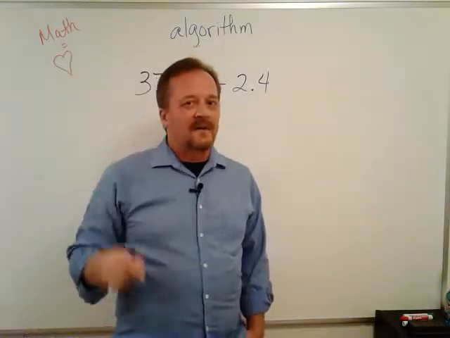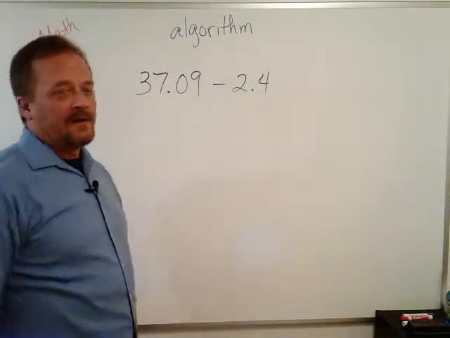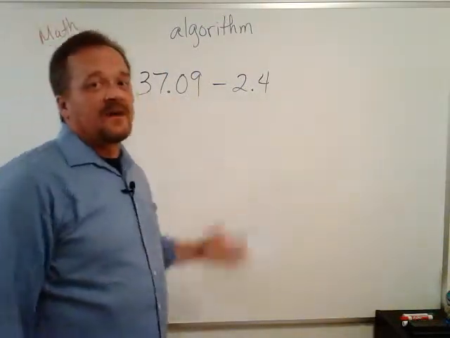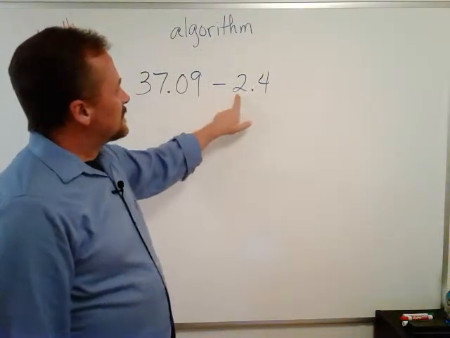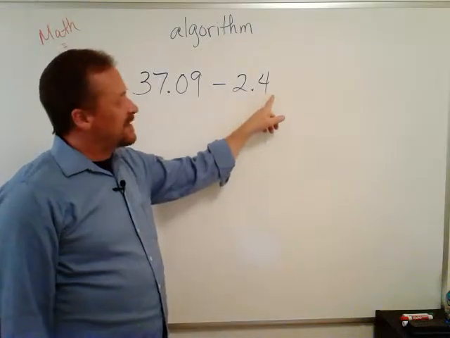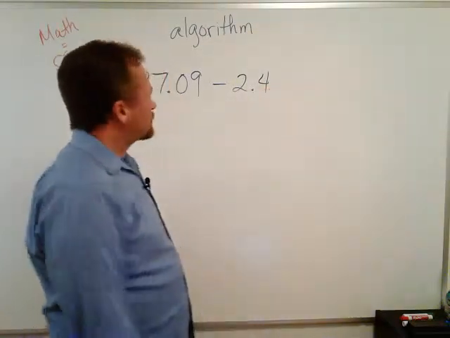But here in America, we use decimals. And that helps with our conceptual idea of what's going on here, because we can just picture money. This I can think of as $37.09. This I can think of as $2, and if I were to add a place value here, and I will in a minute, that's $2.40.